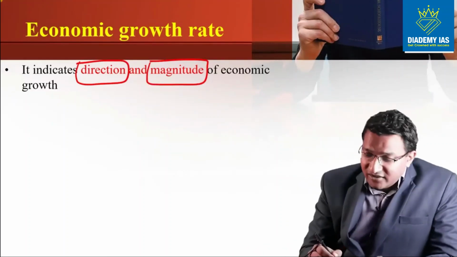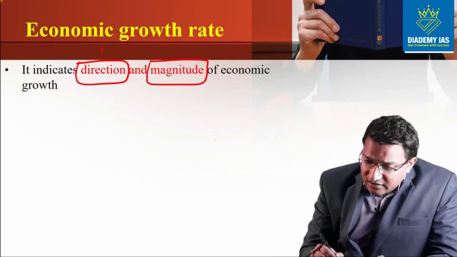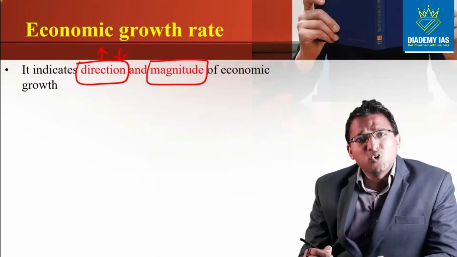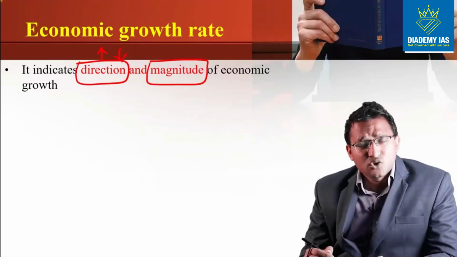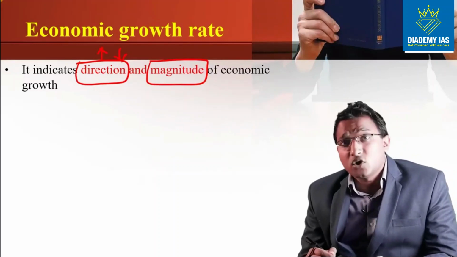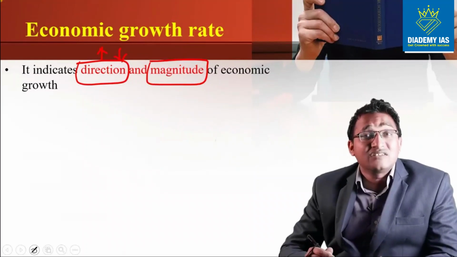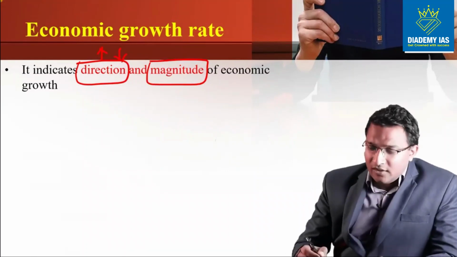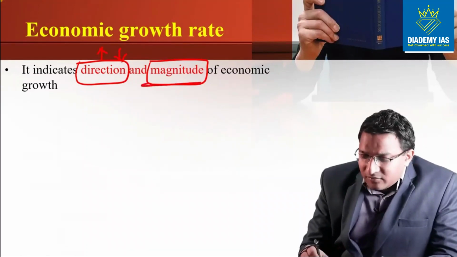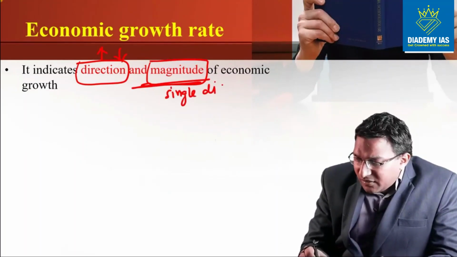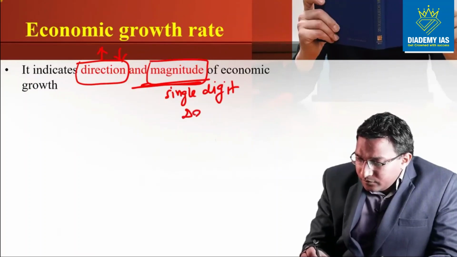Direction means whether there is an increase or decrease, right? So it is quite possible that production has decreased. So in that case, this will be the negative growth. There is growth, but this growth is not the positive growth. Technically, it is not the growth. It is a decline, but still we call it the negative growth. And magnitude means quantum, whether this is single digit or this is double digit, right?